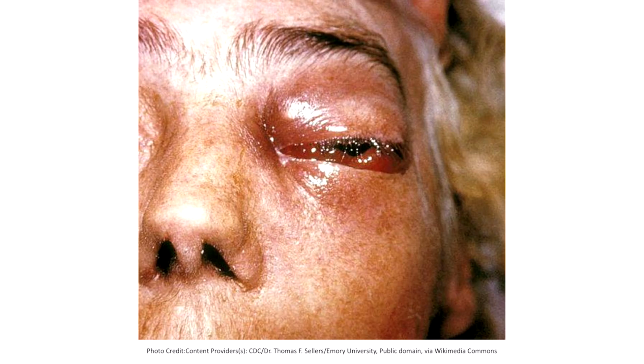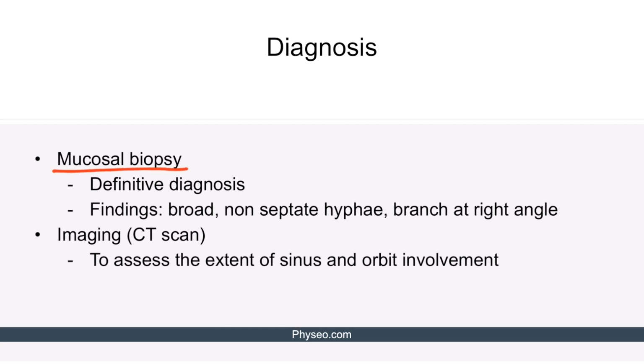This is a photograph of a patient with rhino-orbital cerebral mucormycosis showing left orbital swelling and ocular discharge. A mucosal biopsy is the definitive diagnosis. Biopsy findings reveal characteristic broad and non-septate hyphae that branch at right angles. Imaging studies like a CT scan can be done to assess the extent of sinus and orbit involvement.